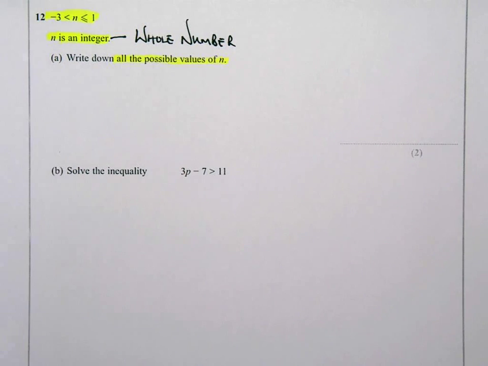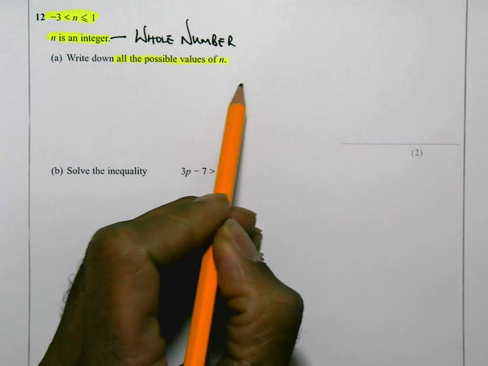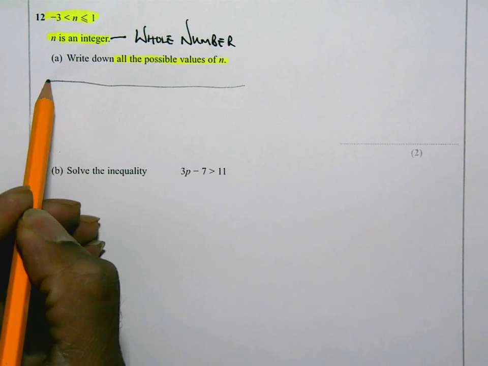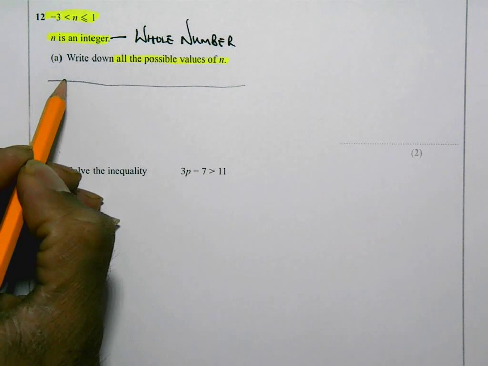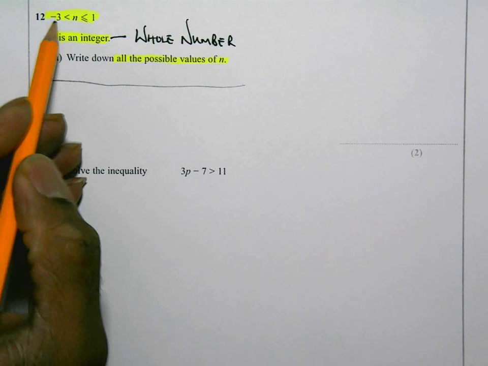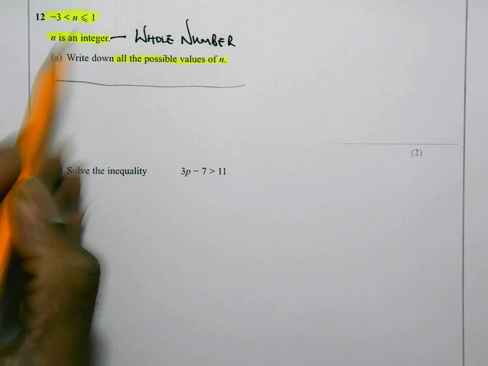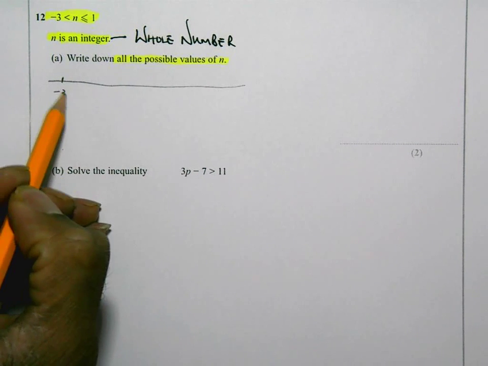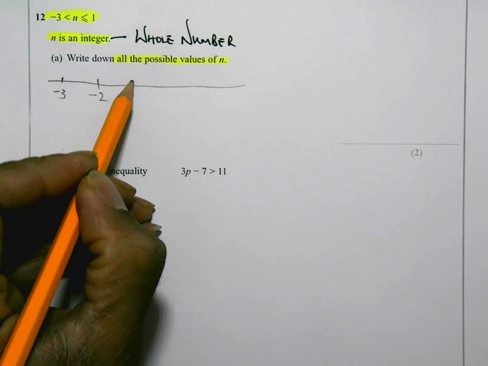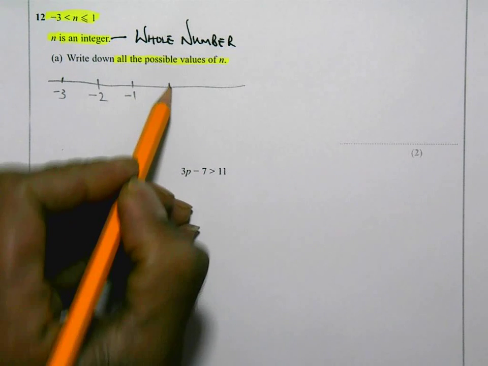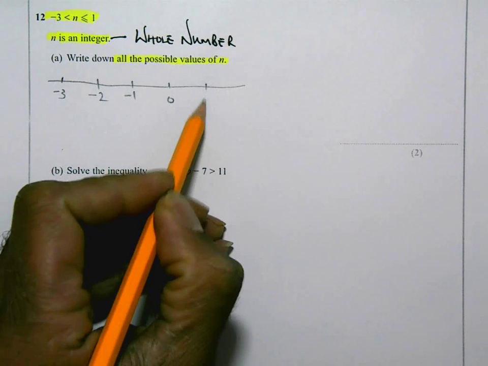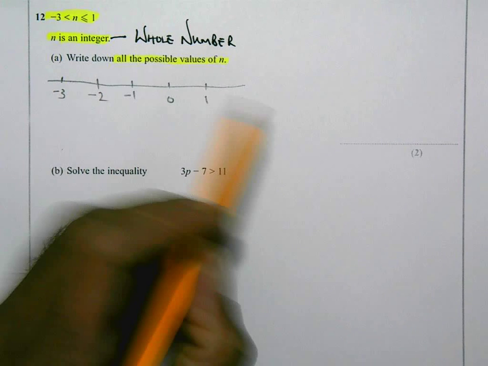So to show this clearly, and I would do this if I was doing it in an exam, I would draw a number line and put all the numbers from minus 3 to 1. So I'd start minus 3, minus 2, minus 1, 0, and then 1. So n could be any of these numbers.